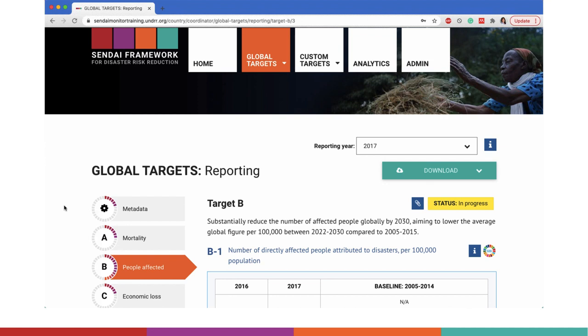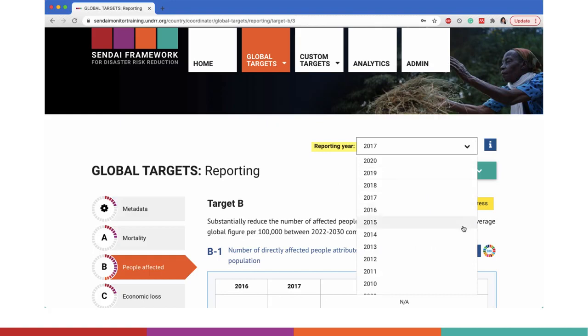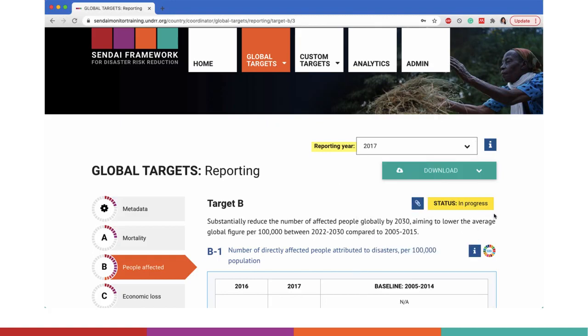To begin reporting, make sure you have selected the correct reporting year. The year should reflect the year of the data and not the year that you are inputting data. For example, if you are inputting data collected from the calendar year 2017 for the 2018 reporting cycle, then the reporting year selected is 2017. It is important to make sure that the reporting year is correct every time you log into the system, as the selected year may not reset.